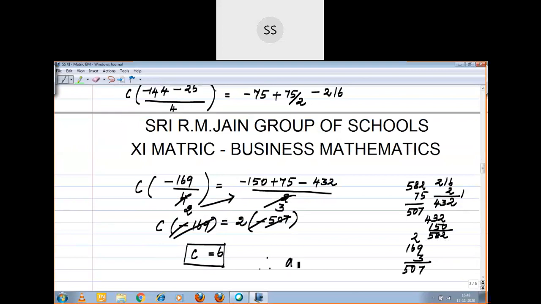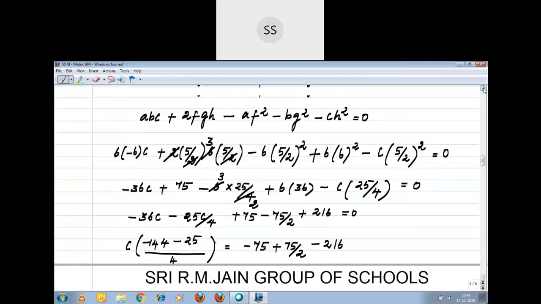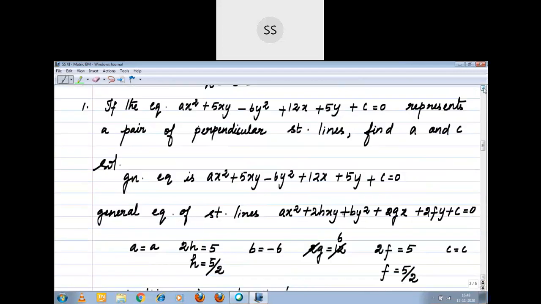C is equal to 6. A equal to 6 and C is also equal to 6. Therefore, A equal to 6, C is equal to 6. What they are asking to find, that we found. Got it? Once again, I'm going to repeat the sum. You have to listen carefully.